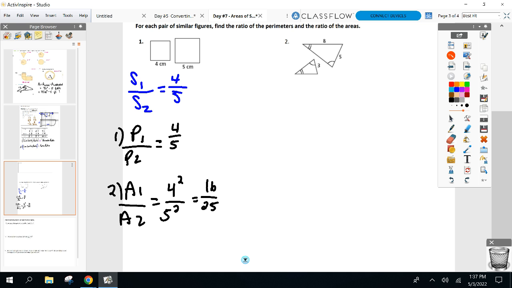Questions? All right, a little bit more difficult on this next one. Can you figure out the side ratio? Because that's what I need to get perimeter and area. Can you find out what the side ratio is? I know it's 3, right, on the small triangle. Can you figure out what the 3 would match up with?